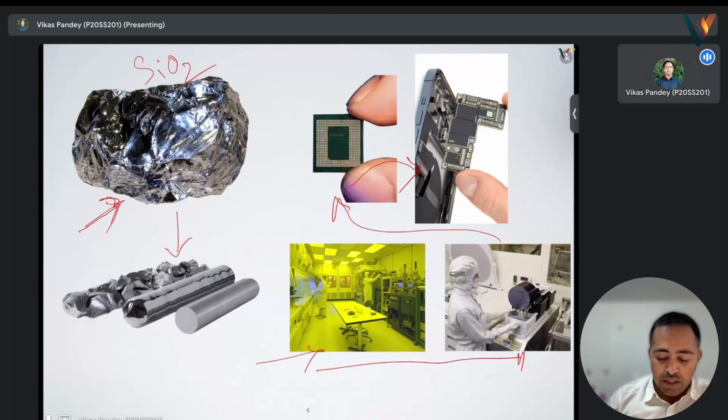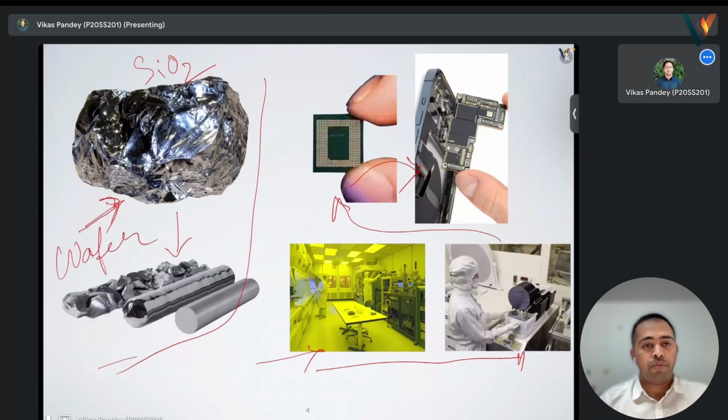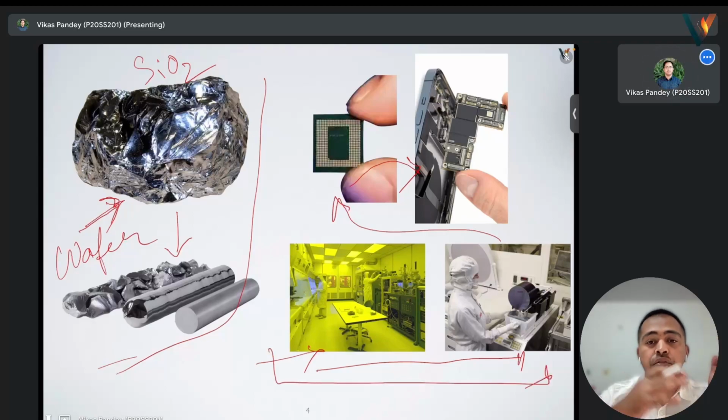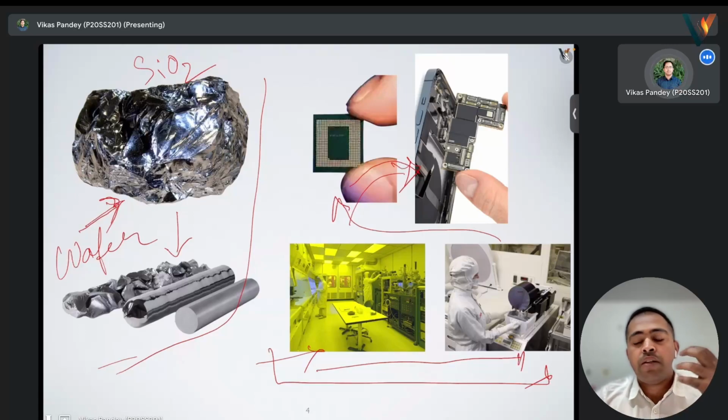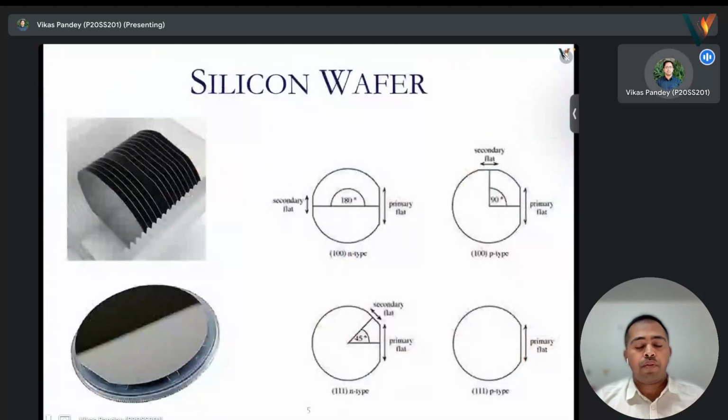The wafer is made from SiO2, a process that involves the CZ process and so on. We will not go into those details. We will see the process of converting this into electronic circuits or electrodes or sensors, which can be incorporated into devices like mobile phones or sensor devices.